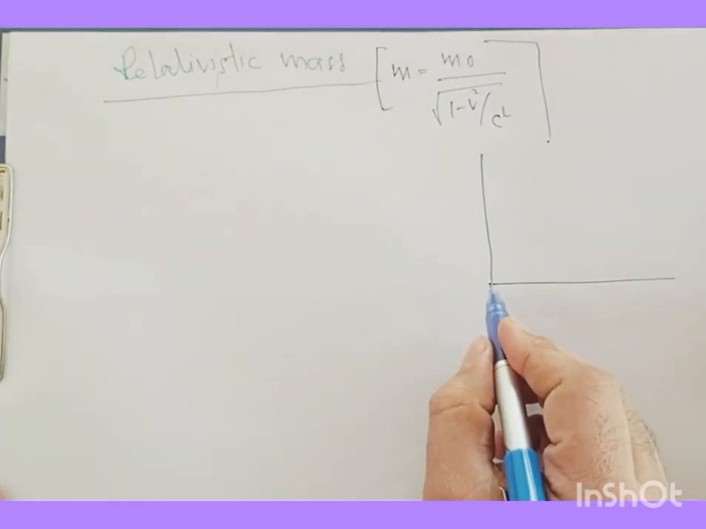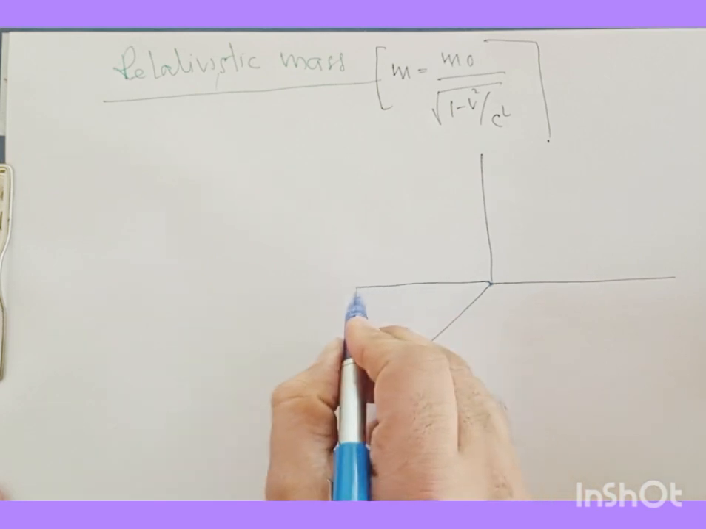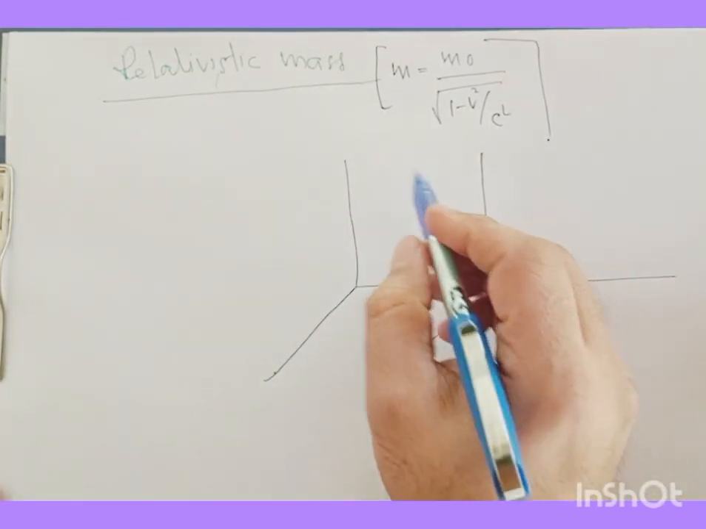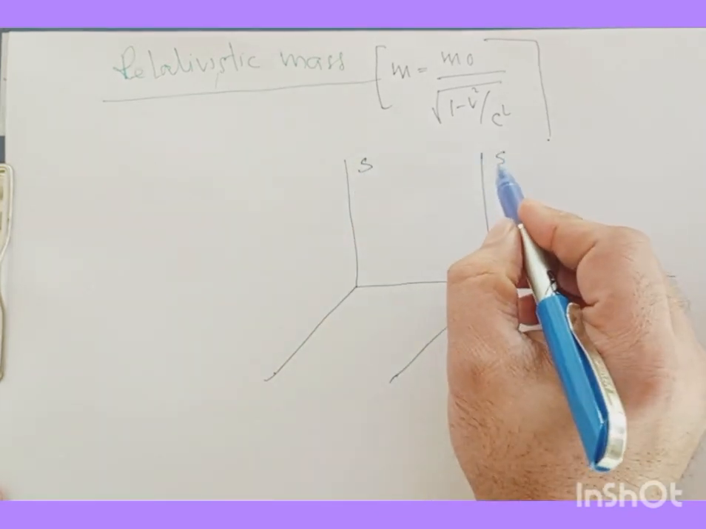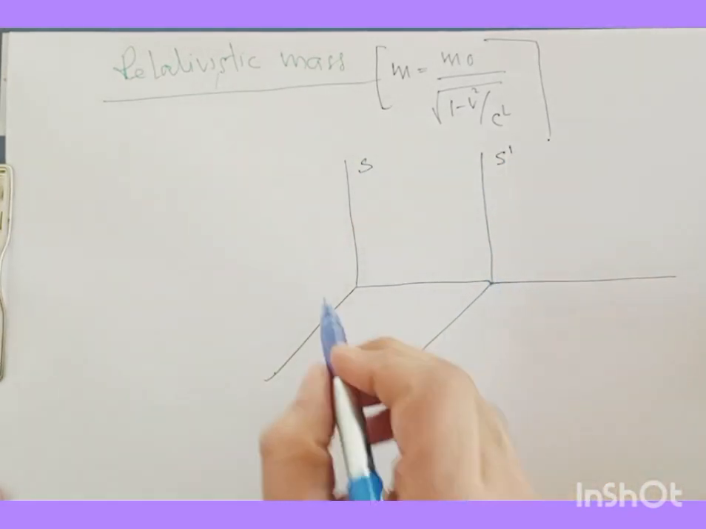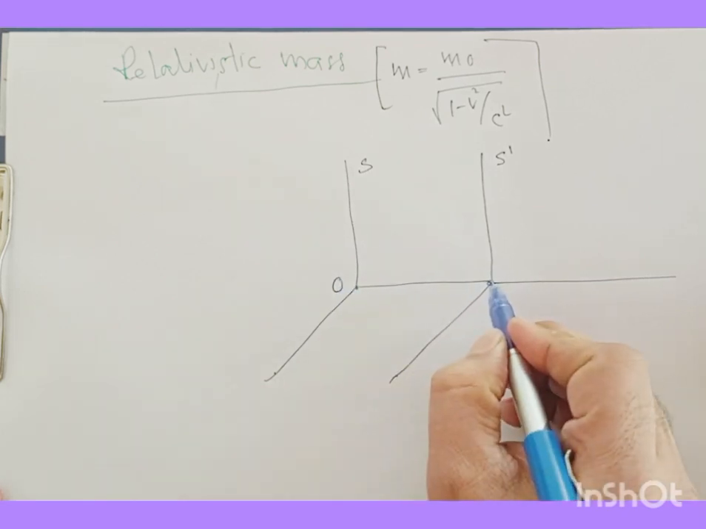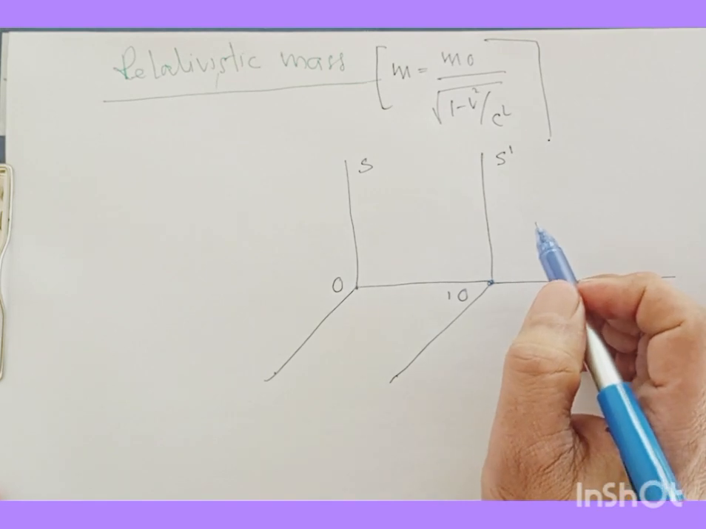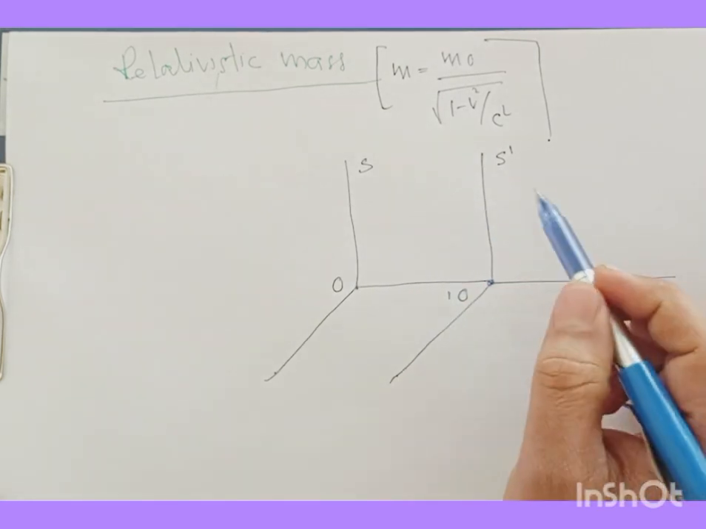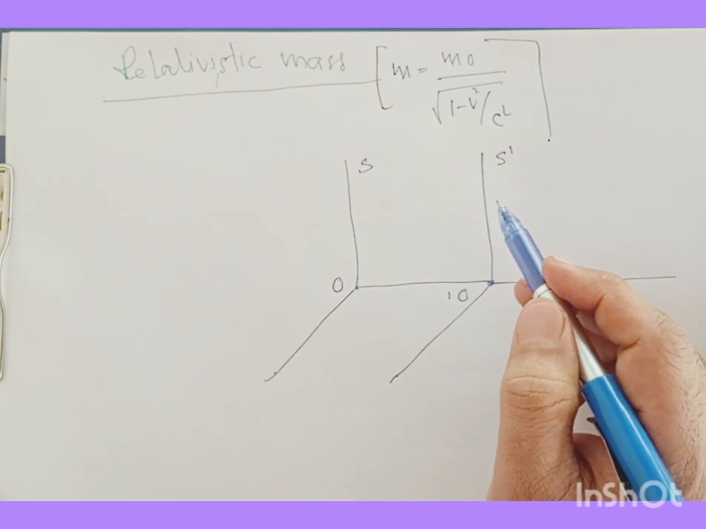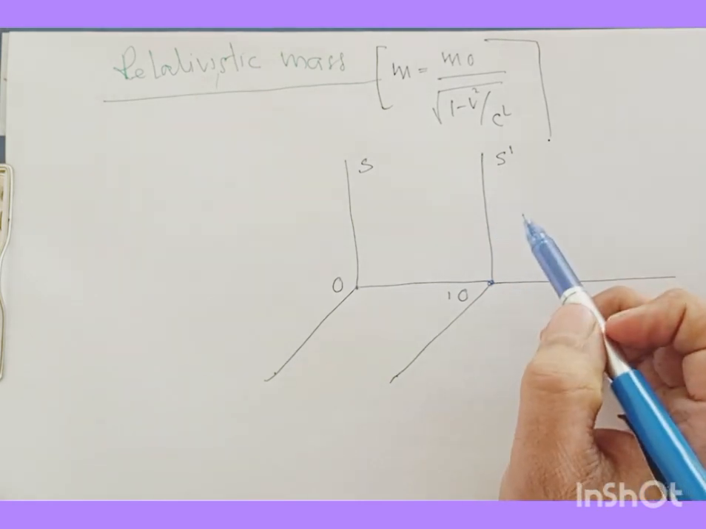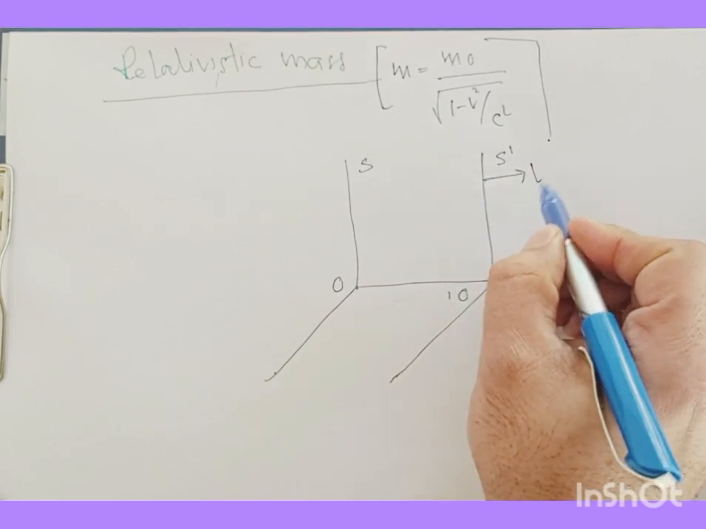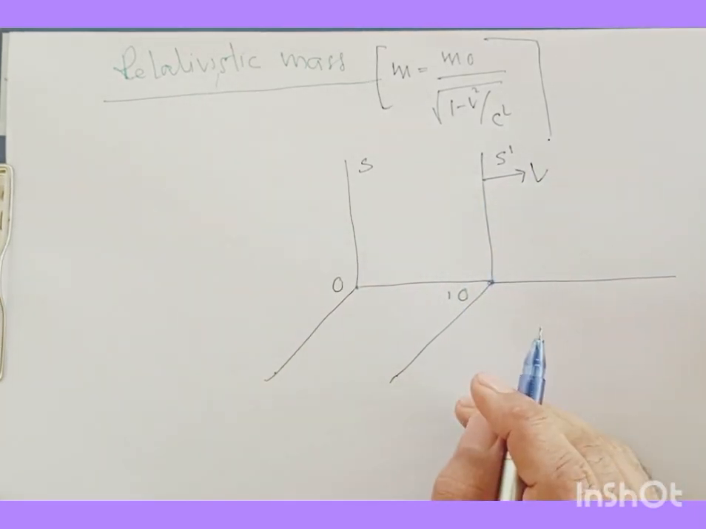We have two frames of references. This is frame of reference S, this is frame of reference S dash, and it has an origin O dash. We assume that we have two inertial frames S dash and S. And this S dash, the frame of reference, is moving with the velocity v in the positive direction of x-axis.